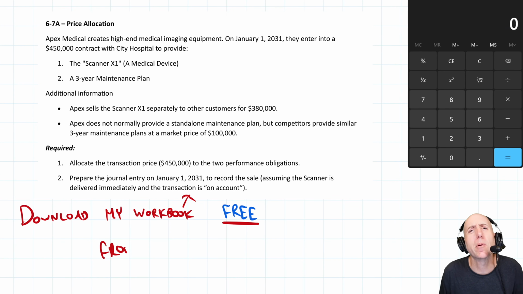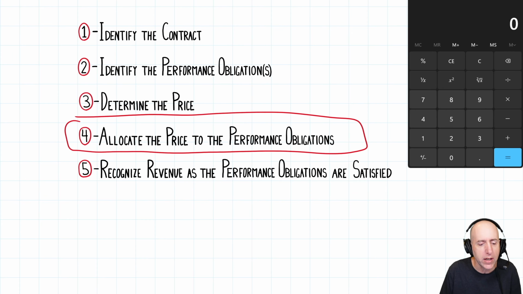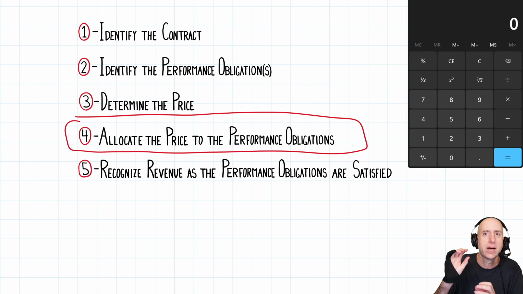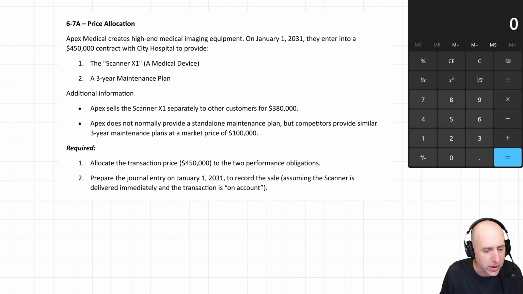Let's take a run through problem 6.7a, a price allocation decision. We're working our way through revenue recognition. This is step 4, allocate the price to the performance obligation. So we're going to have multiple performance obligations. We're going to figure out how much of the price that the customer is paying gets allocated to each obligation.